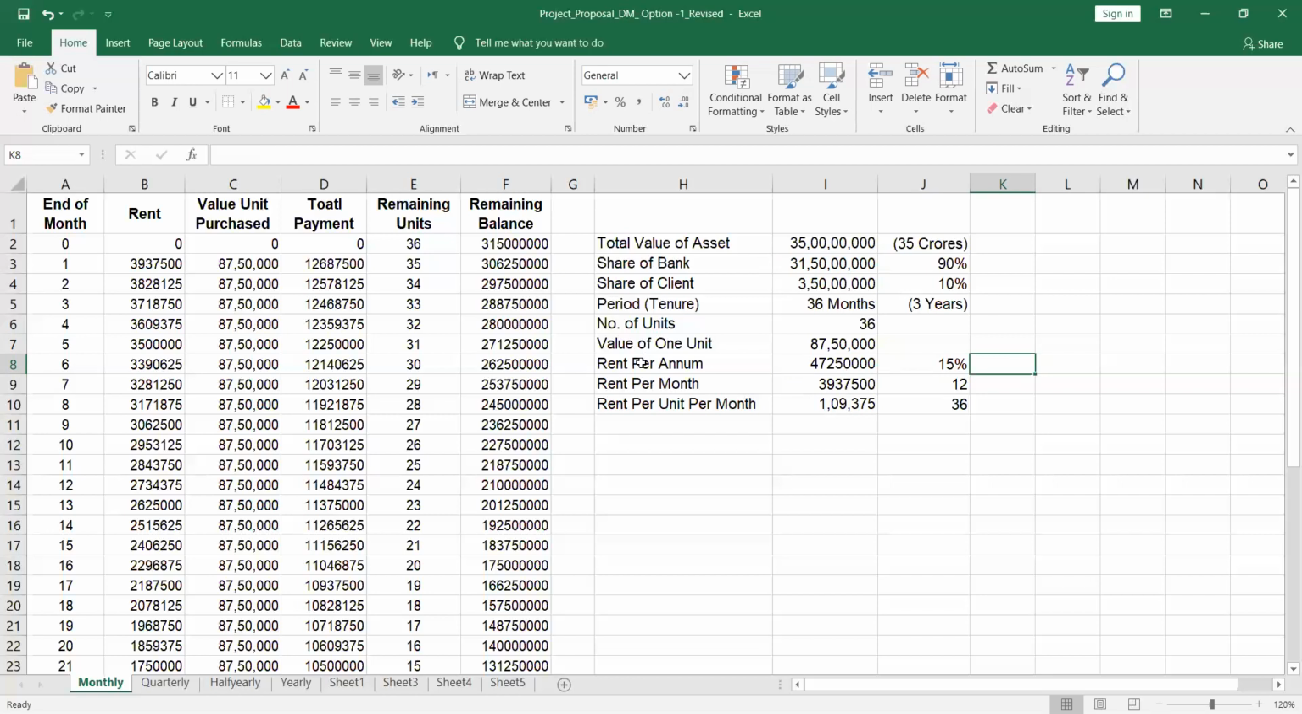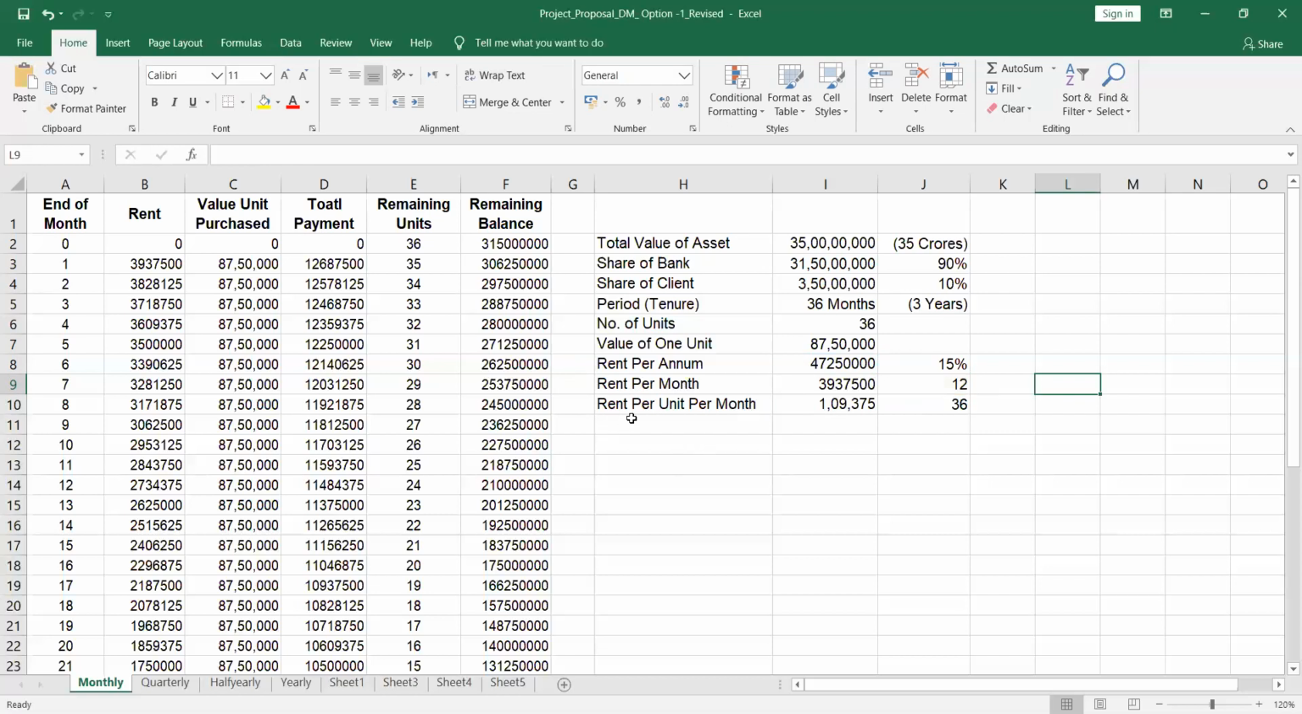After calculating the rent per annum, now we have to calculate rent per month. In a year we have 12 months, so we will divide this 47 lakh 25,000 by 12. We will get 3 lakh 93,750. You can see the formula. Click it. After clicking it, we can see 47 lakh 25,000 has been divided by 12, I8 divided by J9. So we got rent per month.